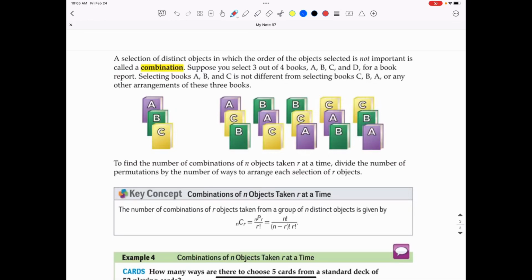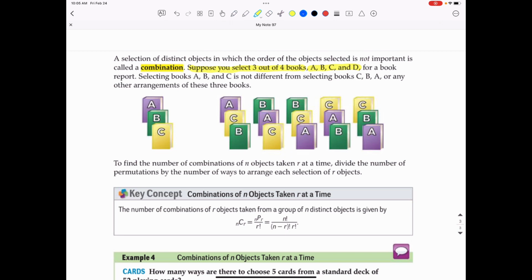Suppose, though, that the order does not matter. Suppose it doesn't matter which, when you're doing a competition, first, second, and third place matters. But let's suppose that you are selecting 3 out of 4 books, and we'll just title those books A, B, C, and D. It doesn't matter which order you pull them off the bookshelf.